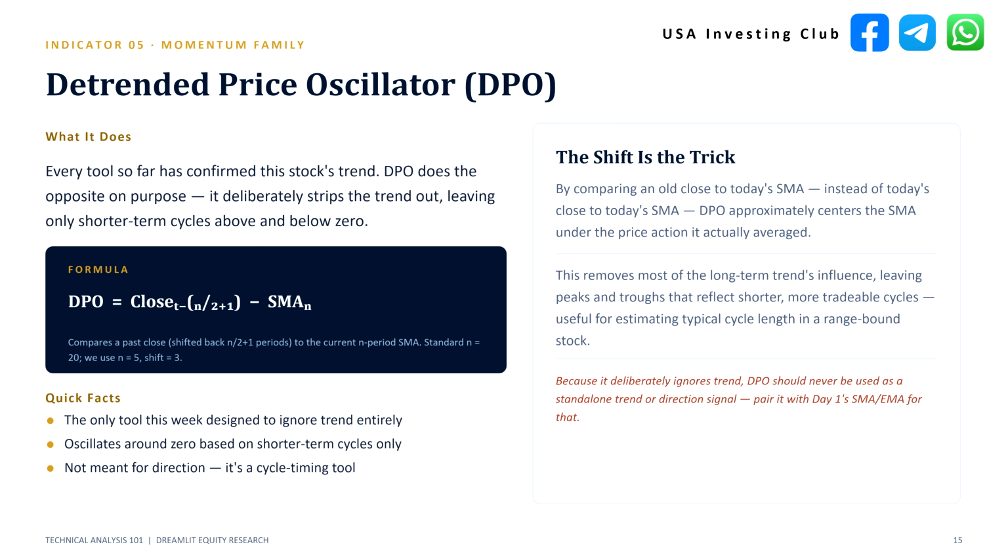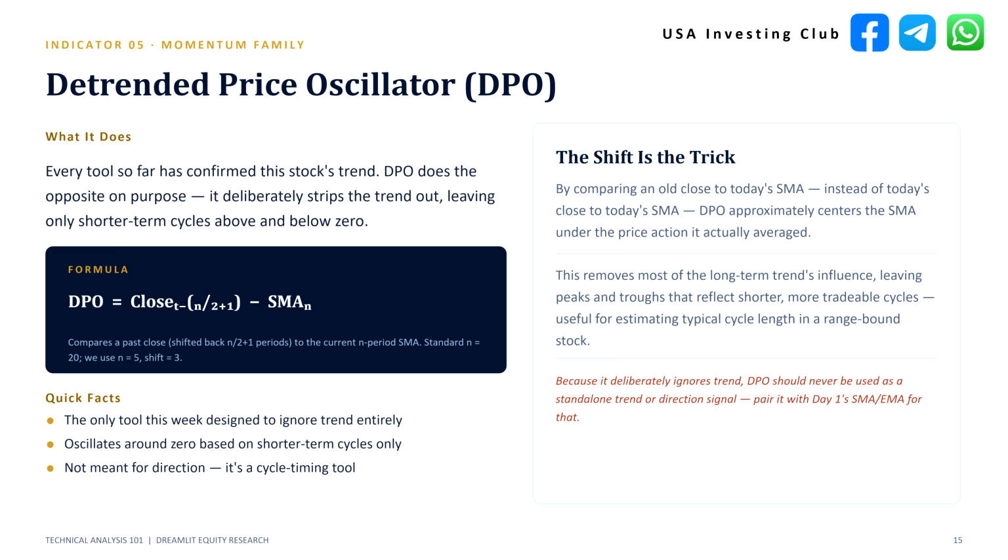3 quick facts. DPO is the only tool this week explicitly designed to ignore trend entirely, rather than follow or confirm it. It oscillates around 0 based purely on shorter-term cycles, once the trend's influence has been backed out, and it is not meant for direction. Treat it strictly as a cycle timing tool, not a buy or sell signal on its own.